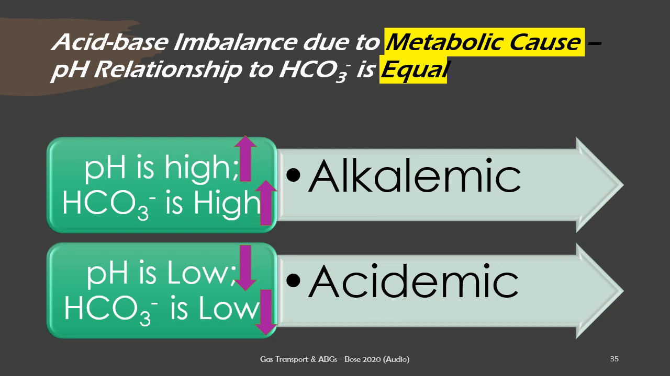On the other hand, if pH is abnormal and when comparing it with bicarbonate, if the relationship is equal or it shows that it is headed in the same direction, then the acid-base balance is due to metabolic causes. So to give you an example, if the pH is high and bicarbonate is also high, which means it's headed in the same direction, then the patient is alkalemic. Conversely, a low pH and low bicarbonate heralds an acidemic patient.